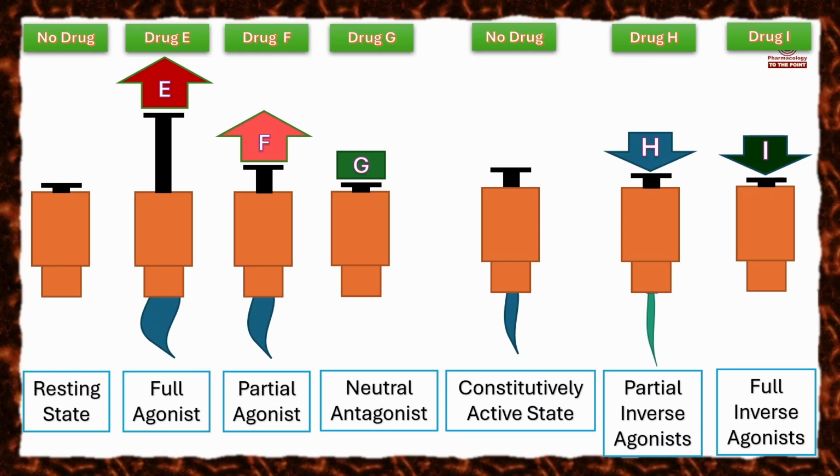In short, all drugs, E, F, G, H, and I, have affinity for this particular receptor. Drug E and F display positive efficacy and are called agonists. Drug G is a neutral antagonist with zero efficacy. Drug H and I are called inverse agonists, ligands with negative efficacy. This covers our first learning objective.